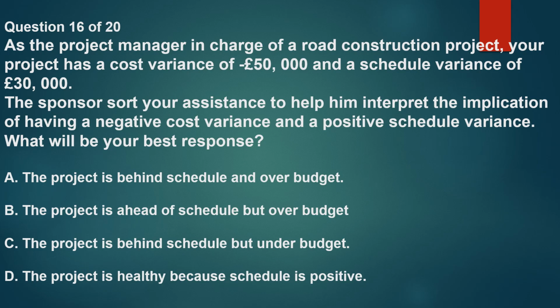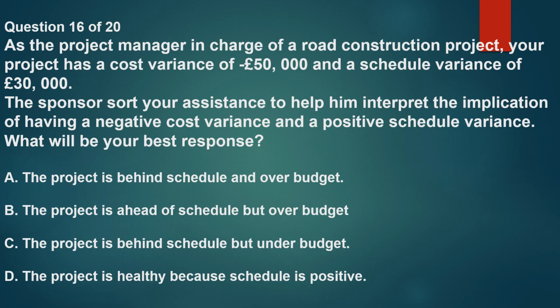As the project manager in charge of a road construction project, your project has a cost variance of minus $50,000 and a schedule variance of $30,000. The sponsor sought your assistance to help him interpret the implication of having a negative cost variance and a positive schedule variance. What will be your best response? Okay, let's look at it.